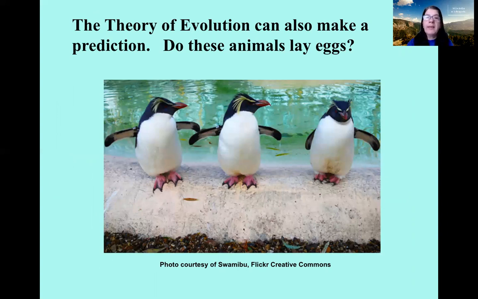And here's an example of how we can use the theory to make predictions. Now, look at these animals, and can you make the following prediction? Can you answer that question? Do these animals lay eggs? Based on evolutionary relationship, can we predict whether these animals lay eggs or not?